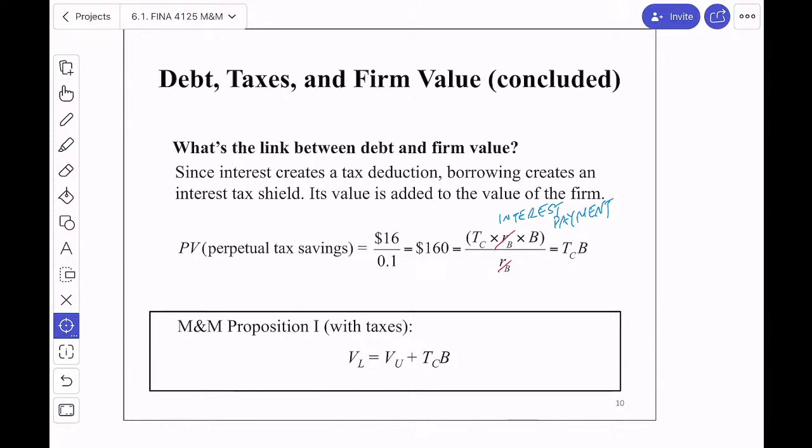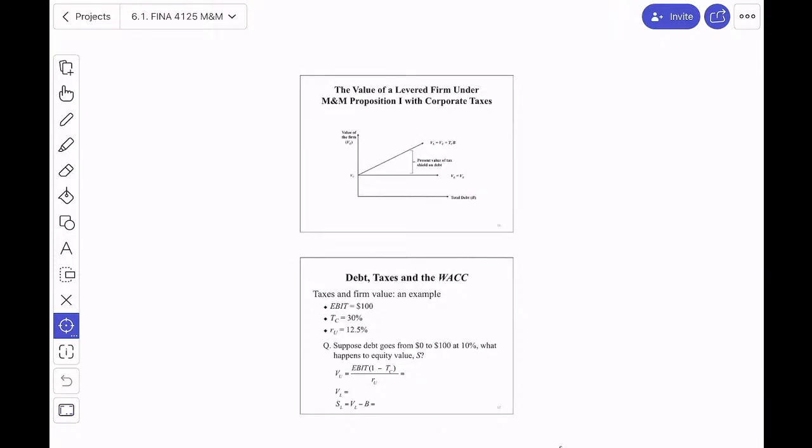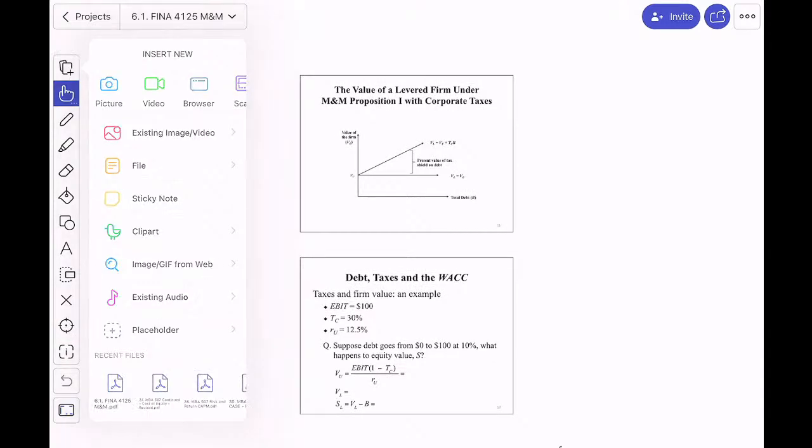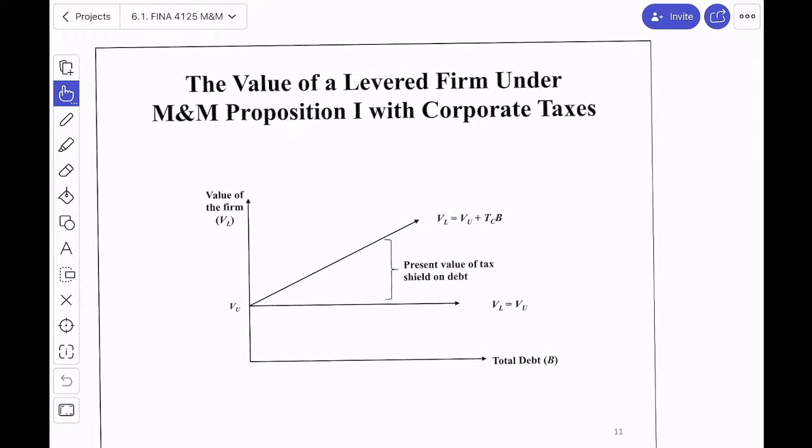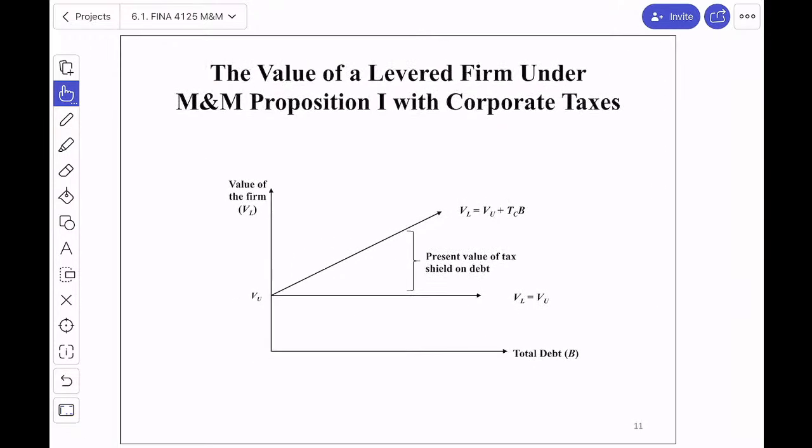I'm going to moderate it, I think that's a better word. So I'm going to tune it down because this is a wild assumption. And look at the implications. The implications are that the value of the firm is unbounded. The more debt, the greater the value. And again, shareholders want that, right? They understand that the value of their stock is tied directly to the value of the firm.